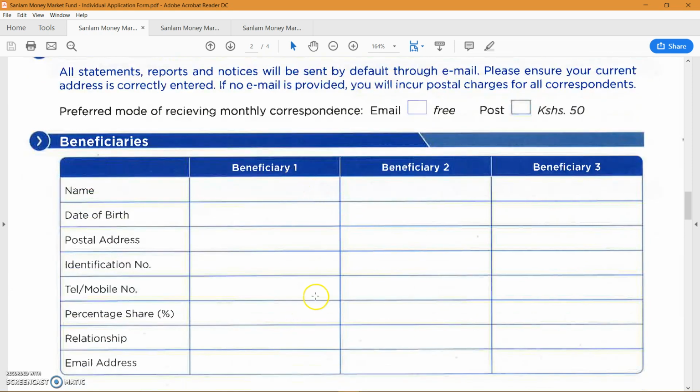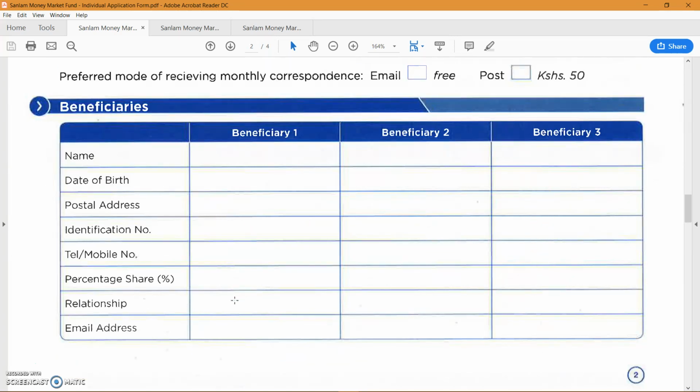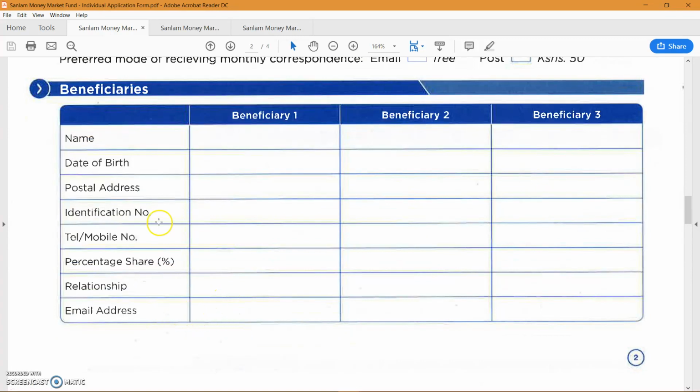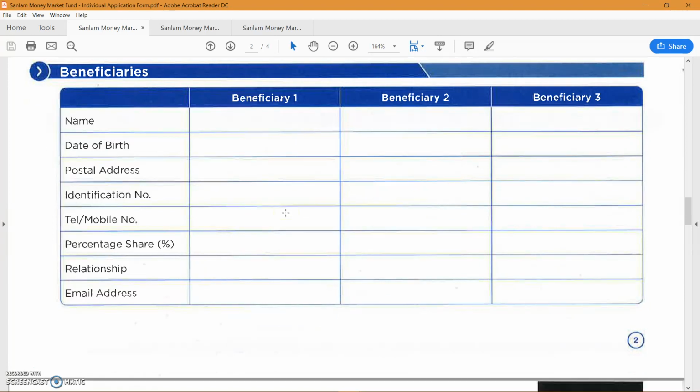This section deals with the beneficiaries. Well, if there was anything that happened to you, these are the people who would receive these funds. You want to put in as much details as possible to allow Sanlam in this case to be able to contact the beneficiaries.